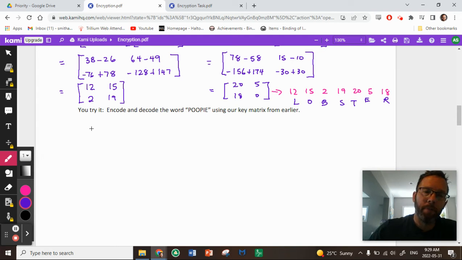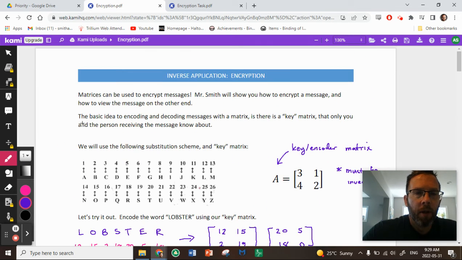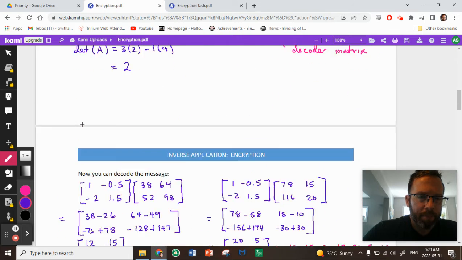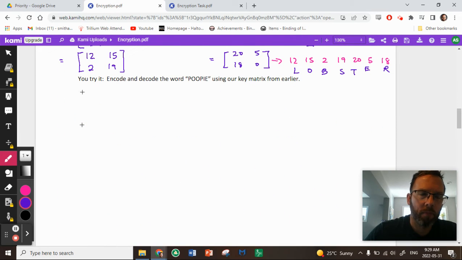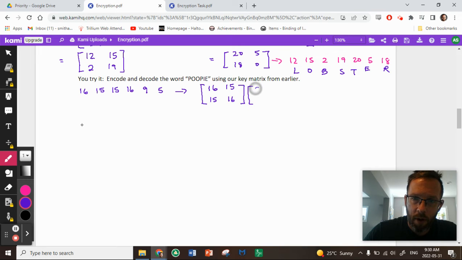So first of all, poopy, we need to write that as a string of numbers and put it in a matrix. P is 16. So 16, that would make O 15. 16, I is 9, and E is 5. And then we would store these in some matrices. 16, 15, 15, 16. And then 9, 5.